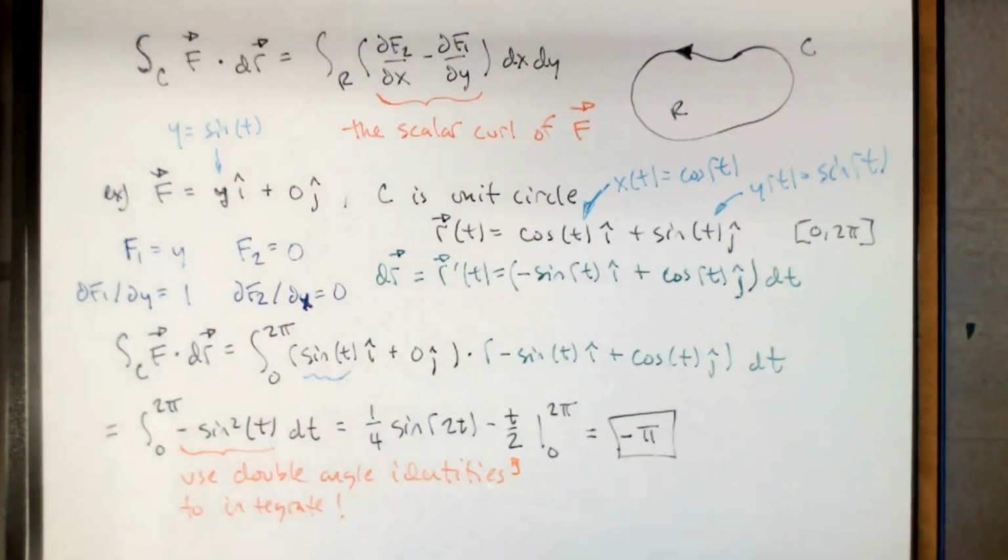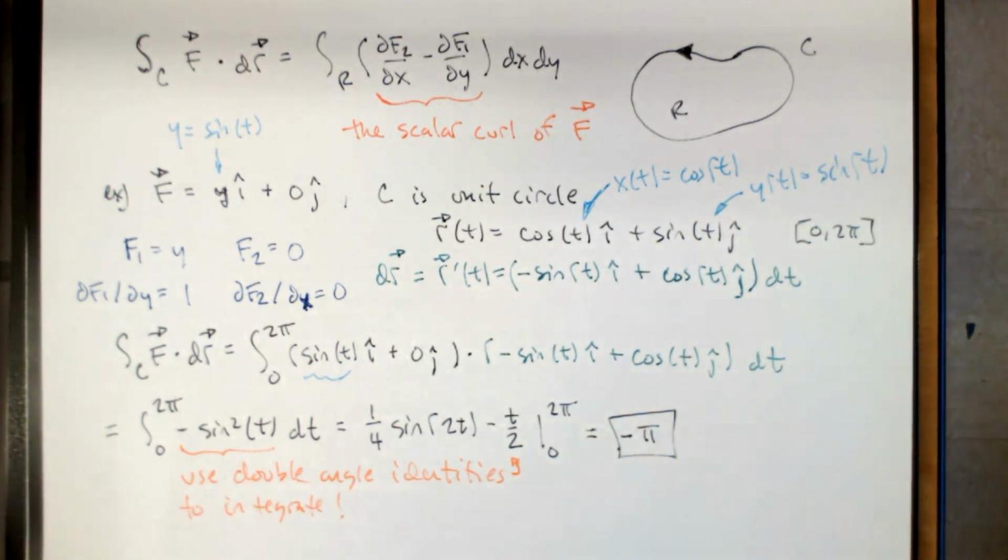And so we got negative pi. And now if we look at the double integral on the other side, the partial f2 dx minus partial f1 dy works out to -1. So it makes sense that we got minus the area of the circle, because the double integral of 1 is the area of the circle.